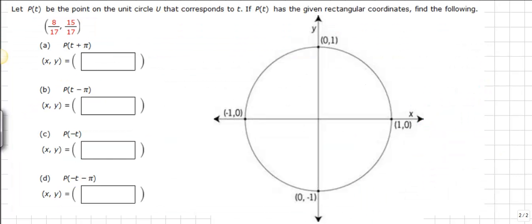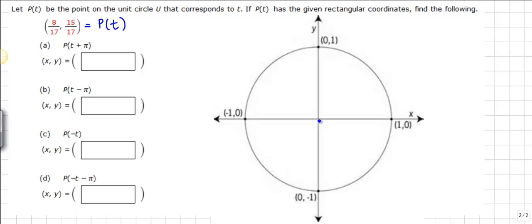Okay, in this problem we have the function p of t representing the point on the unit circle that corresponds to the angle t. The question says if p of t has the given rectangular coordinates, find each of the following, and there are parts A, B, C, and D. The ordered pair for p of t is positive 8/17, comma 15/17. So the way this function works is that if t is the angle in standard position, then it's returning the ordered pair p of t.